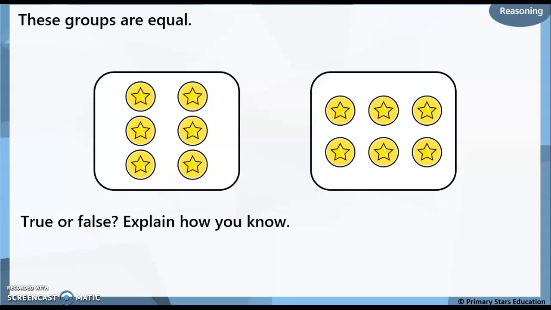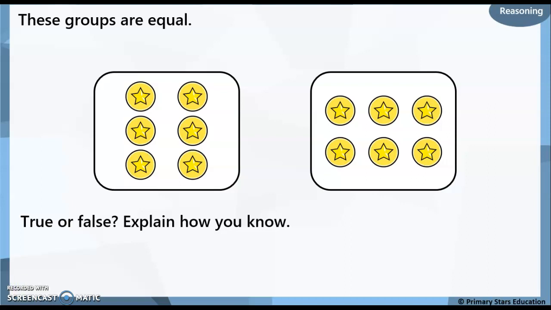Have a go at this question now. These groups are equal. True or false? Explain how you know. Look at the pictures. How many is in each group? When we're doing a true or false and we're explaining our answer, we have to have some sentences. So can you pause the video and have a go at that question now?